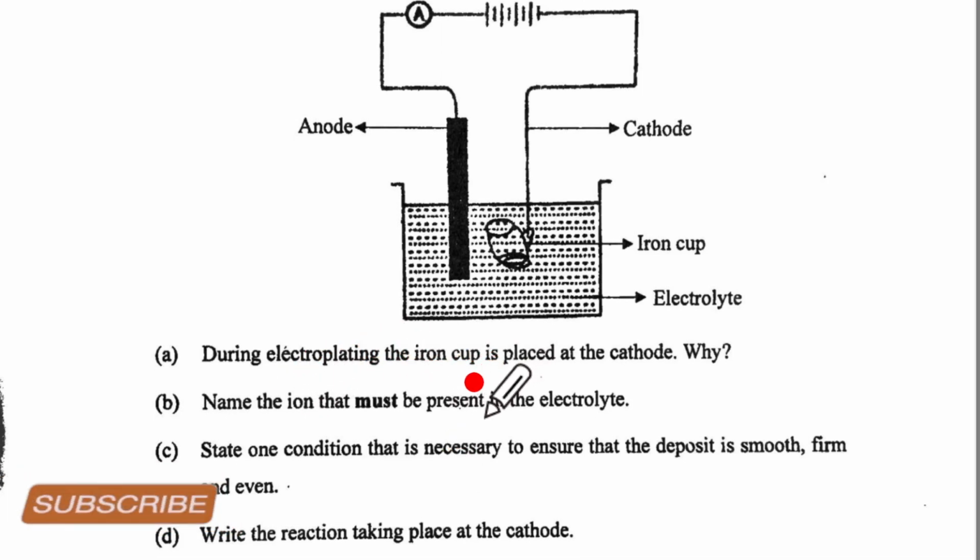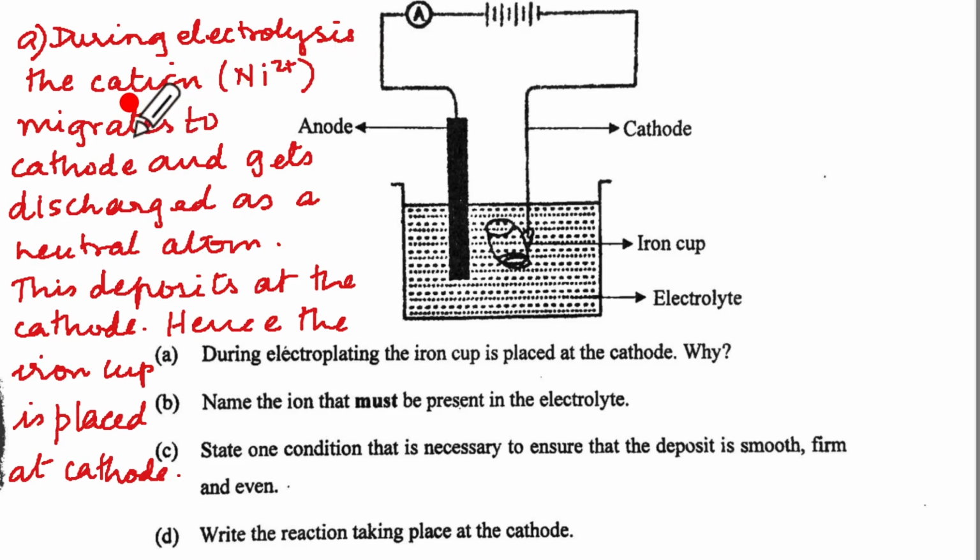During electroplating, the iron cup is placed at the cathode. Why? Now we must mention that during electrolysis, the cation is going to migrate to cathode. It will gain electrons and get deposited, and we want the iron cup to have deposit of nickel. So we write during electrolysis, the cation Ni2+, which will be in the electrolyte, migrates to the cathode and gets discharged as a neutral atom. So the metal atom will be where? At the cathode. This deposits at the cathode, hence the iron cup is placed at cathode.